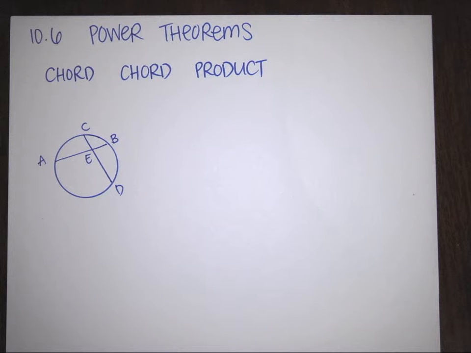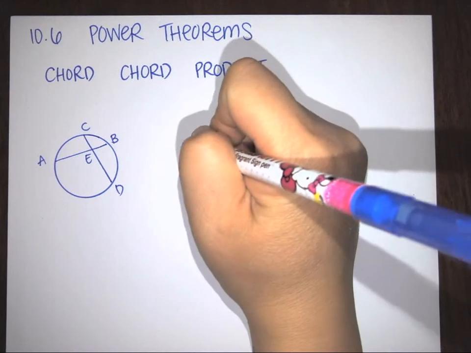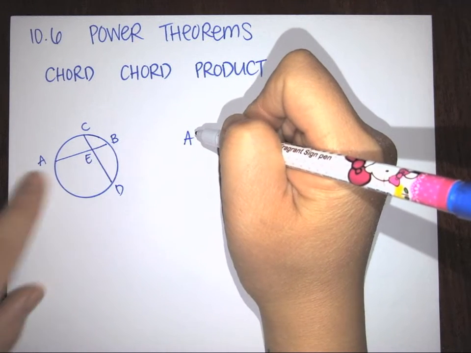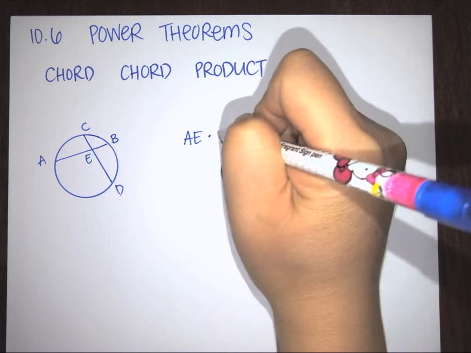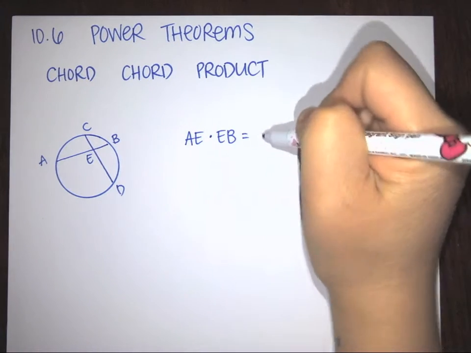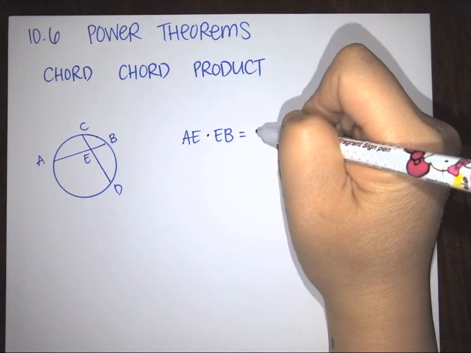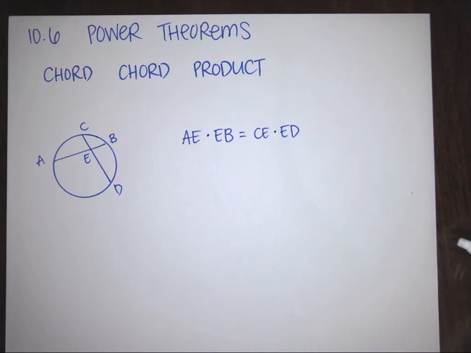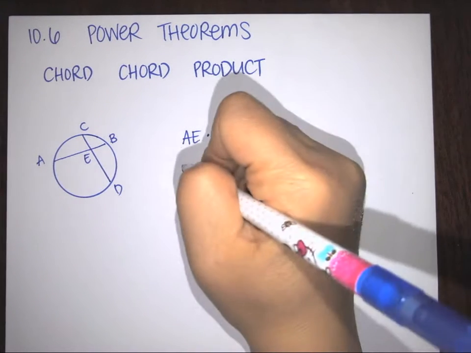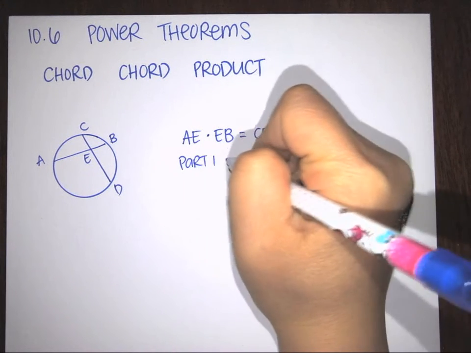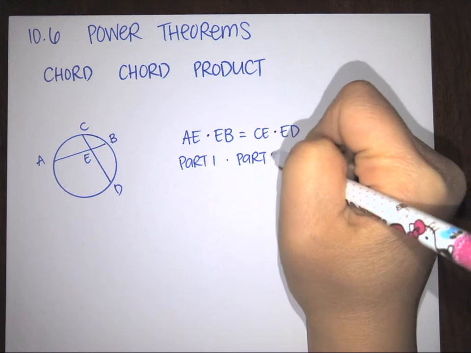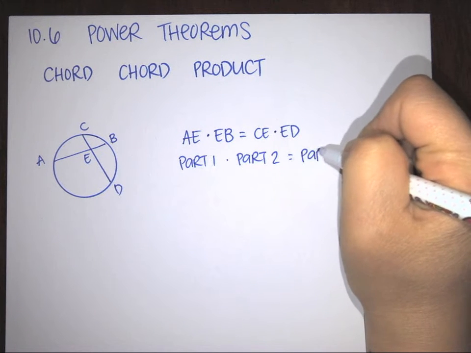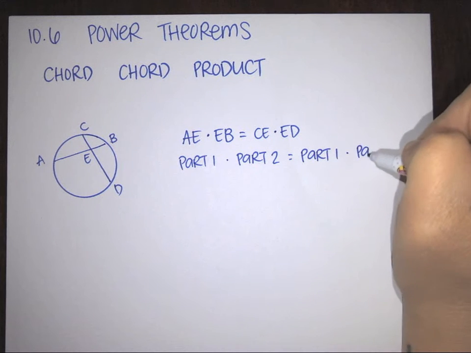And if you look at the two chords, once they intersect, they are now divided into two segments. So those two segments, when you multiply them, so chord AB is divided up into AE and EB. If you multiply them, that equals the other chord, the individual parts, CE and ED. So you could think of it like part 1 times part 2 equals part 1 times part 2 of the chord.